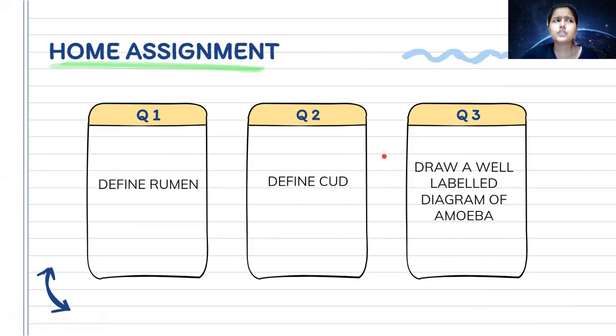So as an additional task, what you can do is find out about rumen, cud, and draw a labeled diagram of amoeba.